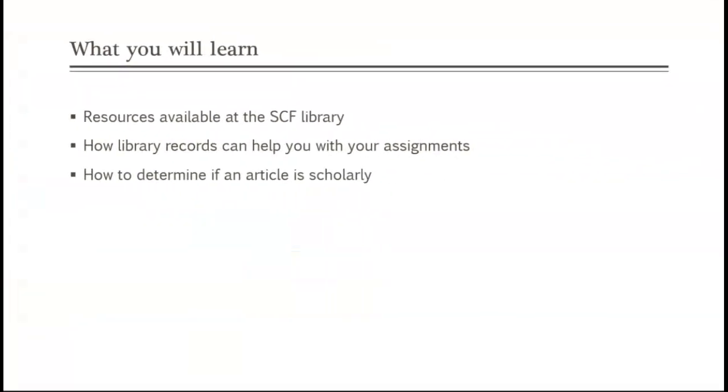Today we'll explore some of the resources available at the SCF Library and how you can access them. We'll also review library records and discuss how they can assist you in selecting and finding information for your assignments. Lastly, we'll take a brief look at scholarly articles.